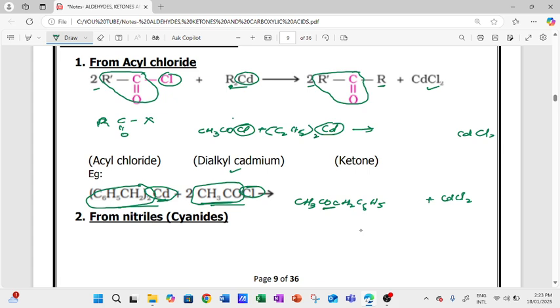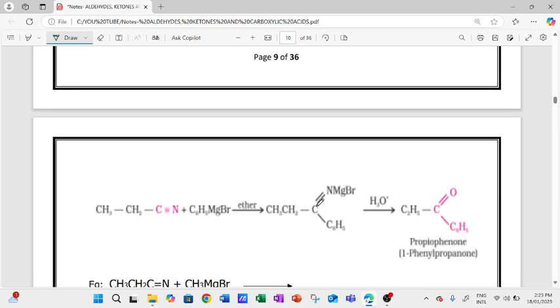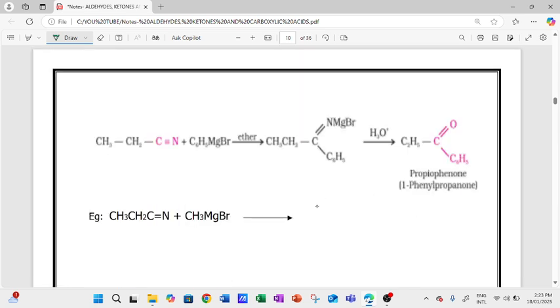The second preparation is from nitriles or cyanides. There's a small mechanism to see. I'll write the general formula: RC≡N, an alkyl cyanide, which reacts with, for example, C6H5MgBr. Let's write the common example RMgX. They are called Grignard reagents.